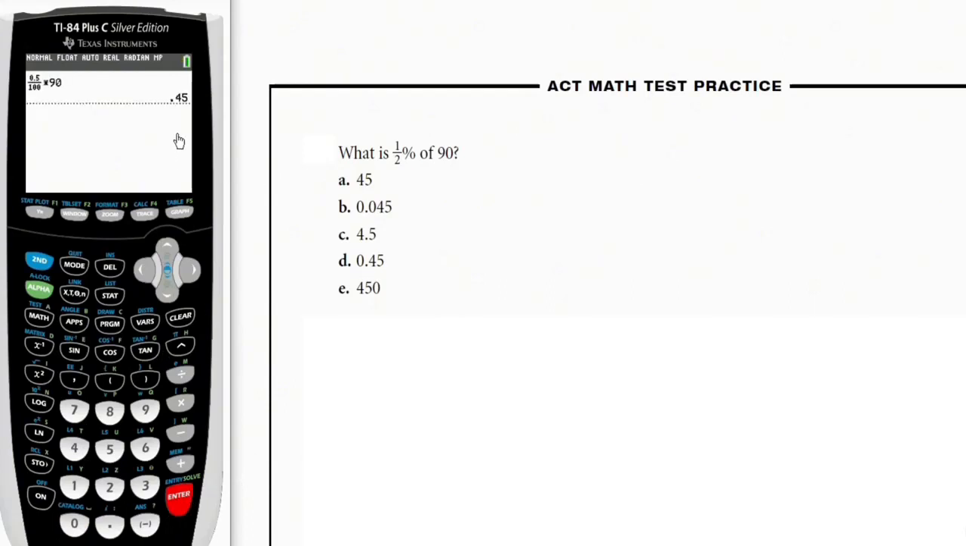The output is what? 0.45, which is what? Option D. So the correct answer is what? 0.45, option D. This is basically how you can simplify this using the TI-84 Plus scientific calculator.